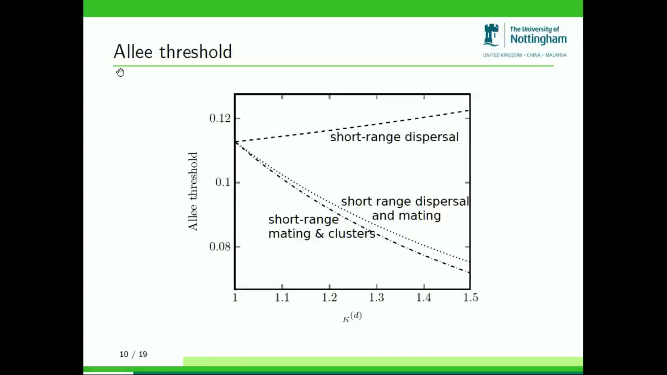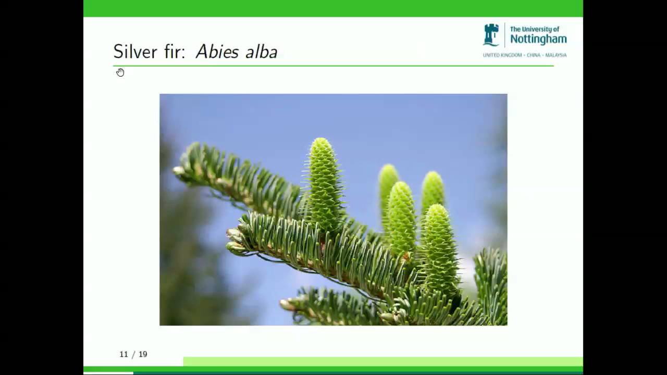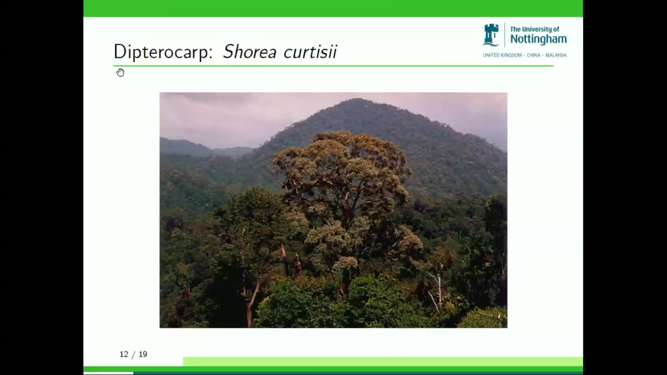What happens when we look at some real species? We'll start off with a species, silver fir, which is a wind-pollinated species. So effectively, when it tries to mate, it experiences average population densities. However, firs are quite restricted in their dispersal because they have relatively large seeds, so they have a limited range in which they can disperse. We might contrast this with another species, a dipterocarp species from Southeast Asia.